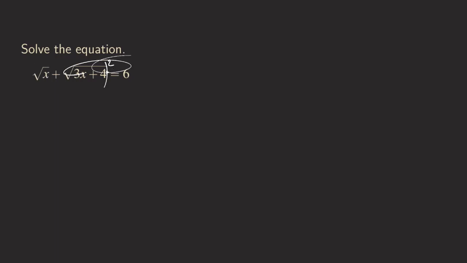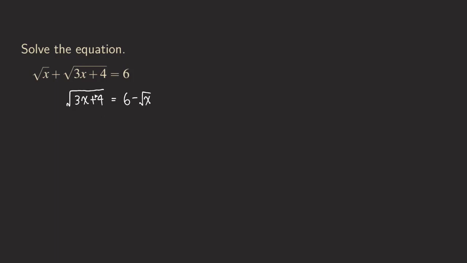Okay, and then so now what can we do? We are still going to isolate one of the radicals, just isolate one of them. And it doesn't matter which one that you pick, so we just pick one to isolate. Let's say we pick this one, the square root of 3x plus 4. You can pick either one, it doesn't matter. Okay, so if I pick this one to isolate, then I am going to get the square root of x on the other side. So it becomes 6 minus square root of x.